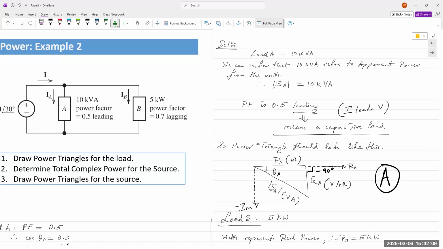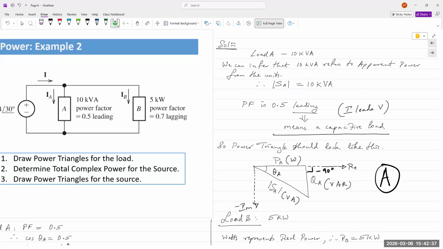Okay, again, our triangle has 4 quantities, P, Q, S, and theta. We need only 2 of those to calculate the other 2. In both of these loads, we are given the power factor, 0.5 and 0.7. Cos inverse of 0.5 gives us the power angle for A. Cos inverse of 0.7 gives us the power angle for B.